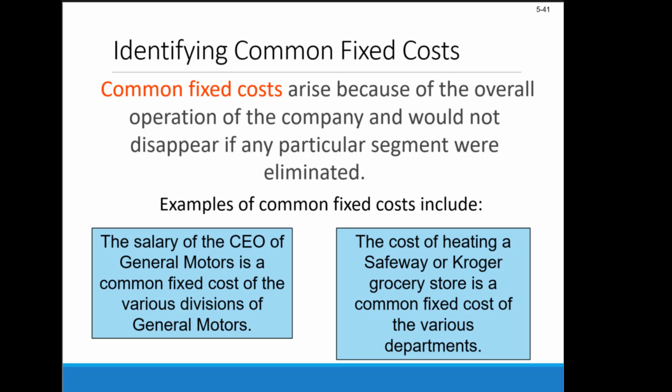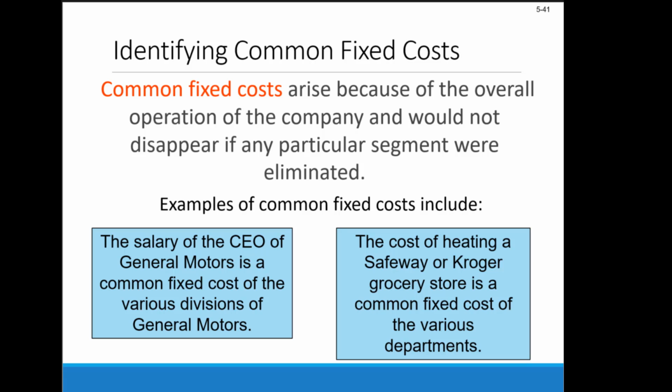Common fixed costs, on the other hand, come about because of the overall operation of the company, and they would not go away if one particular segment were eliminated. So for example, the salary of the CEO of General Motors, that's a common fixed cost of the different GM divisions. Similarly, the cost of heating a grocery store, so Safeway, Kroger, Publix, whatever, is a common fixed cost of the various departments. If Kroger decides tomorrow, or Publix, that they don't want to sell deli items anymore, they get rid of the deli, the rest of the store still has to be heated, right? So we'd say that that heating cost is a common fixed cost of all the different departments.